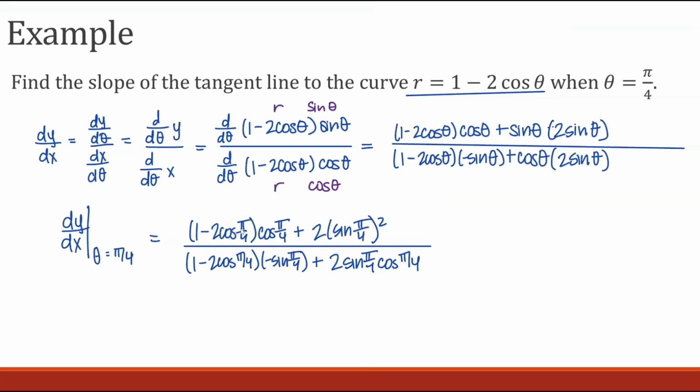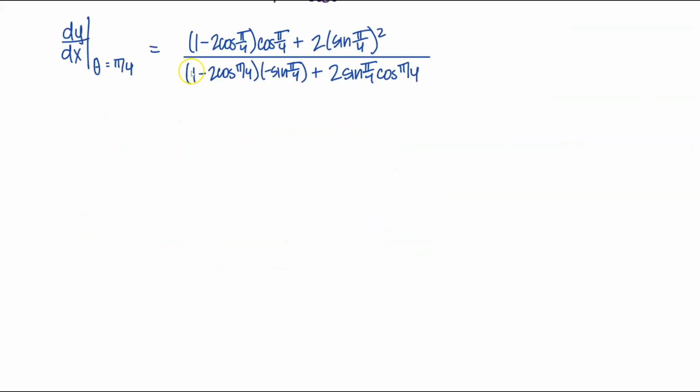And now we'll evaluate these, right? And then simplify and see what we get. I've made some space here. So thankfully, each one of these is rad 2 over 2. Both cosine of pi over 4 and sine of pi over 4 is the square root of 2 over 2. So what do we have?